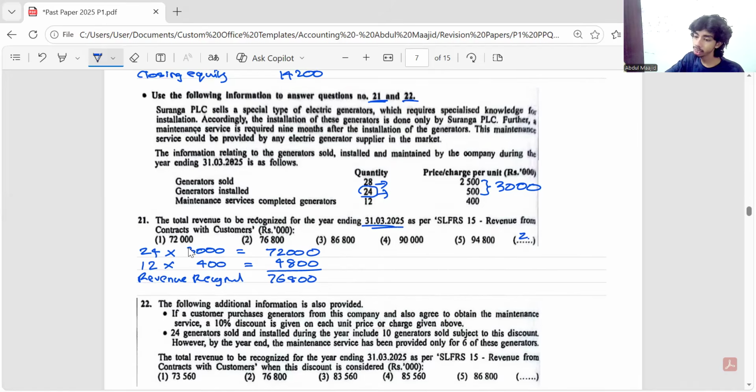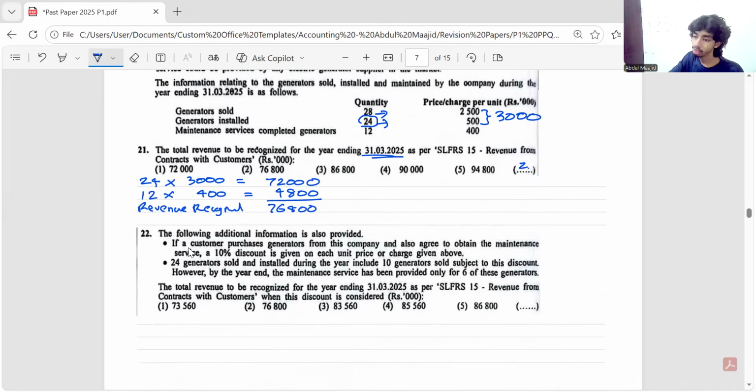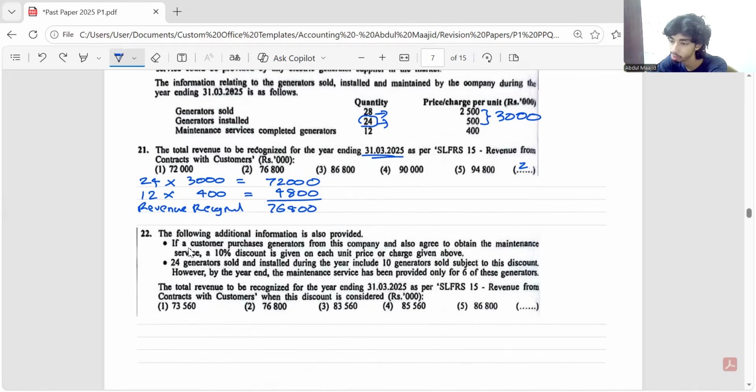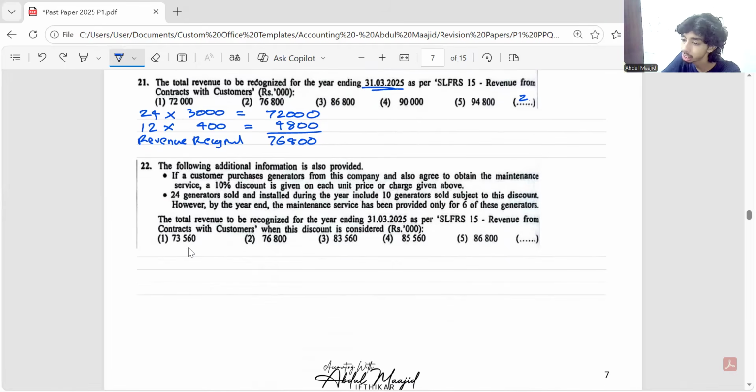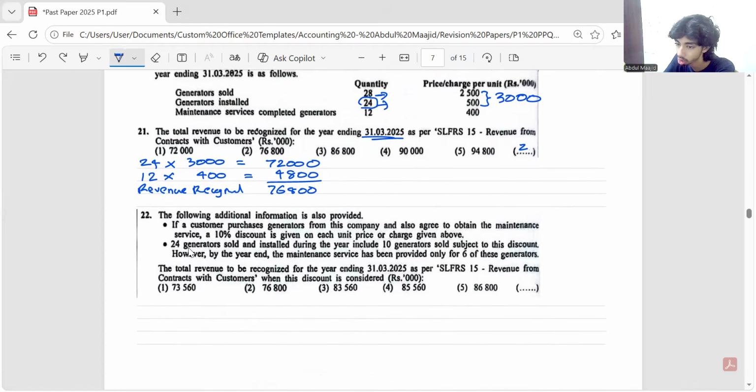And that was easy. Then 22 is only a little confusing. The following additional information is also provided. If a customer purchases generators from this company and also agrees to obtain the maintenance service, a 10% discount is given on each unit price or charge given above. Okay. If you are taking the machine with installation and maintenance all together, you will get a 10% discount from the entire transaction. Then we have to find the allocated discounted price right now.